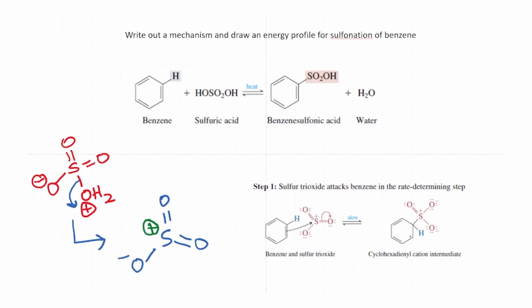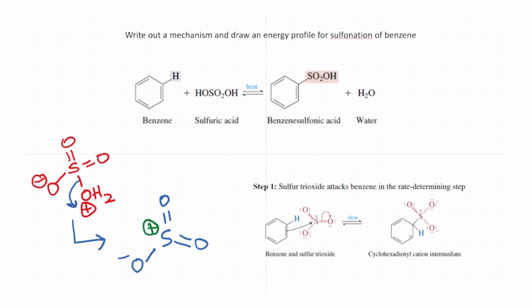Write out a mechanism and draw an energy profile for sulfonation of benzene. So the overall reaction of sulfonation of benzene is the conversion of benzene to benzene sulfonic acid. As shown here, you need some heat and you would need to add sulfuric acid.